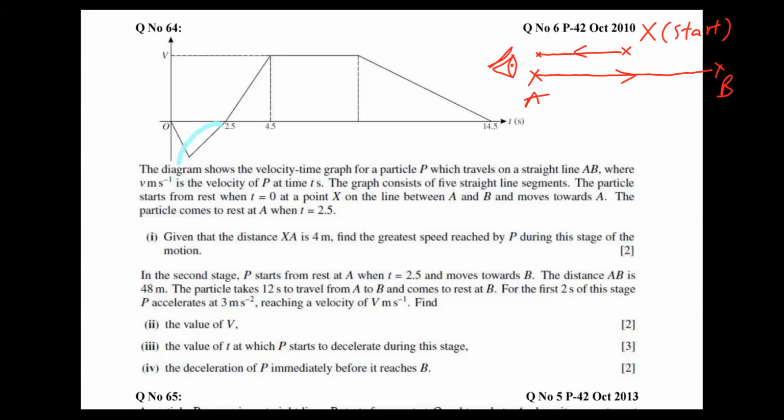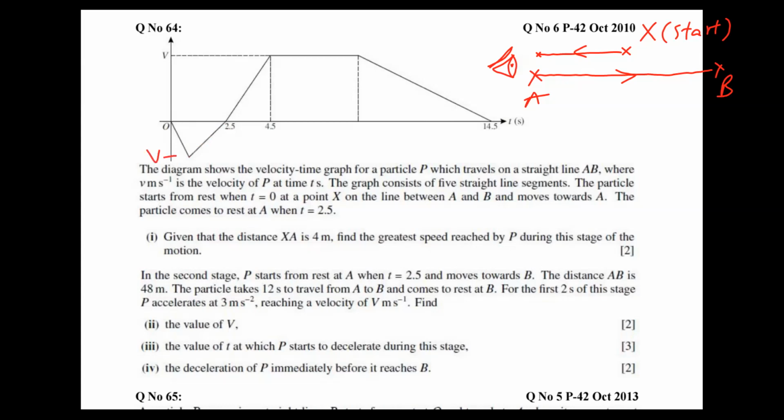The particle is at rest when time is 2.5. It means first it comes back to the observer in 2.5 seconds. It reaches the observer, that is why the velocity is 0 at this moment. Distance x is given as 4 meters, so the area of this triangle is 4 meters. Find the greatest speed of P in this stage. So this is the speed I want to know.